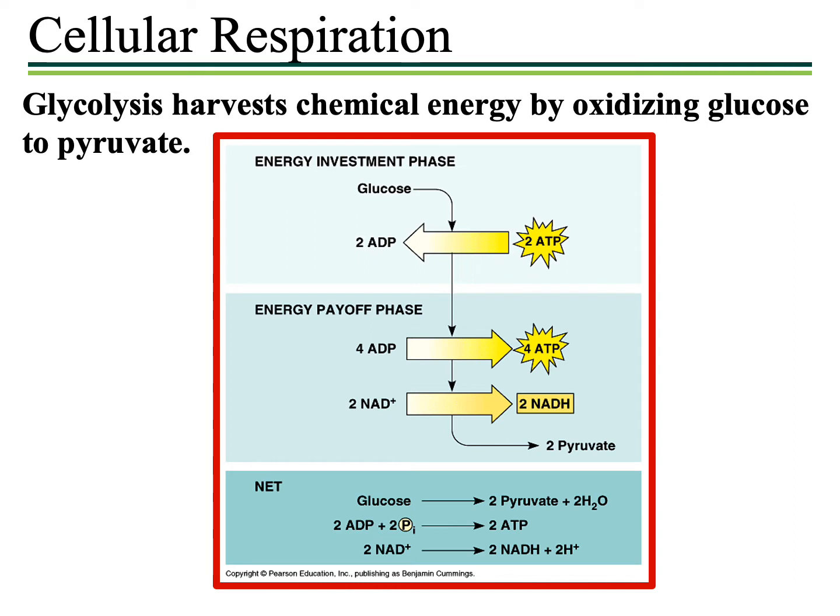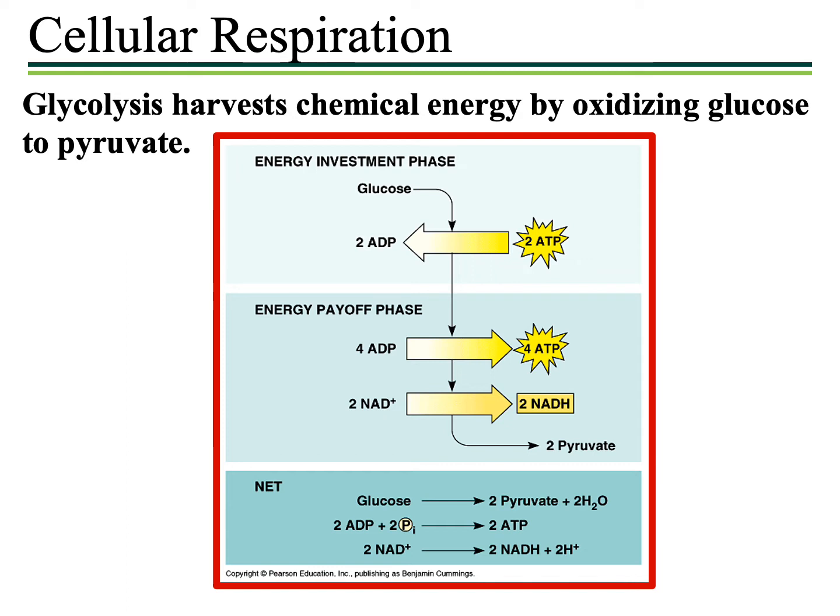If you look at the bottom of the slide, you can see an overall summary of what's happening in glycolysis. Glucose enters the pathway, 2 pyruvate and 2 water molecules are produced. In addition, there is a requirement of 2 ADPs and 2 phosphates that will lead to the eventual production of 2 ATP.